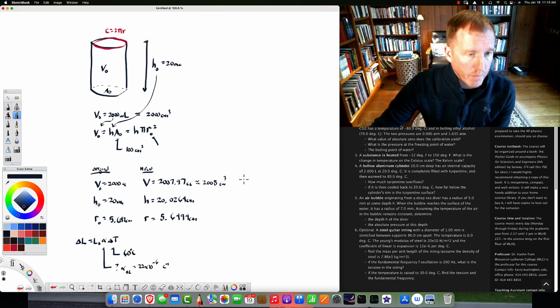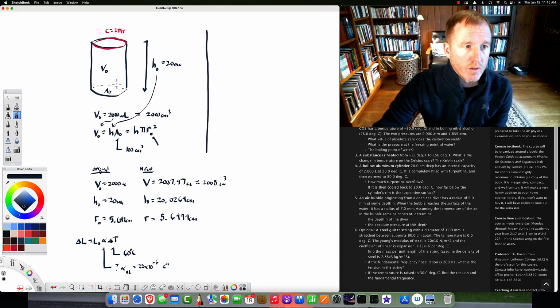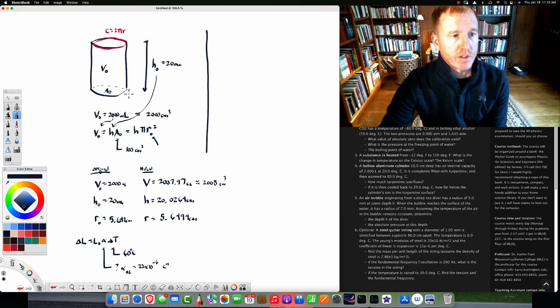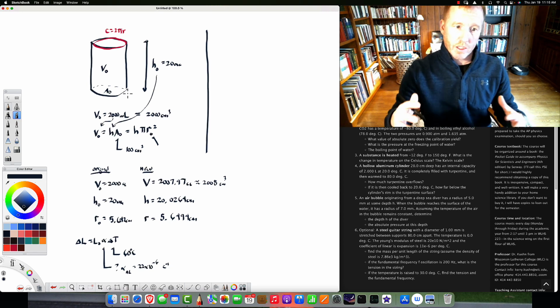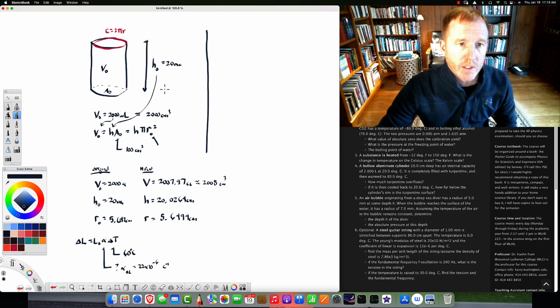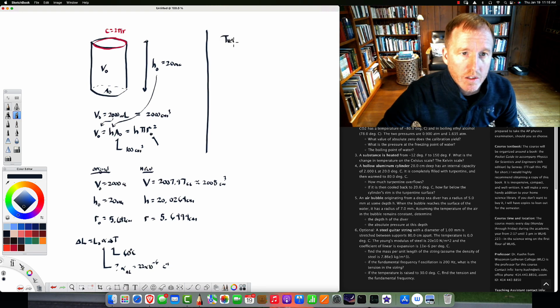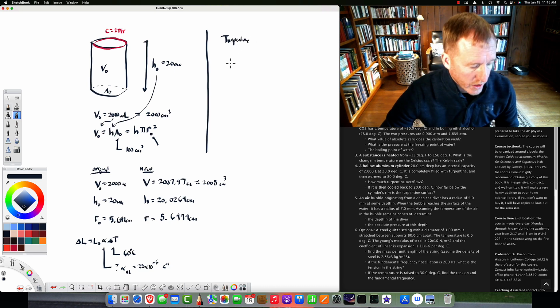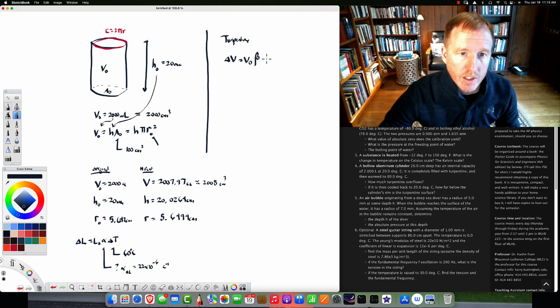Okay. Now what we can also do is think about what happens to the turpentine. Okay, so of course this can, the circumference gets bigger by linear expansion, the height gets bigger, and so the overall volume that it can hold gets bigger. Well, think about the turpentine. The turpentine is a fluid, and so it undergoes bulk expansion. And remember that the change in volume is equal to the original volume times the bulk expansion coefficient times delta T. And what is the bulk expansion coefficient of turpentine?